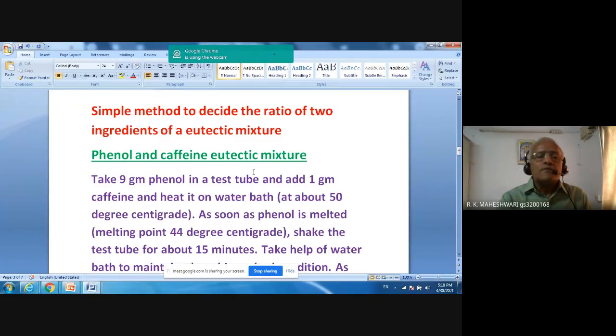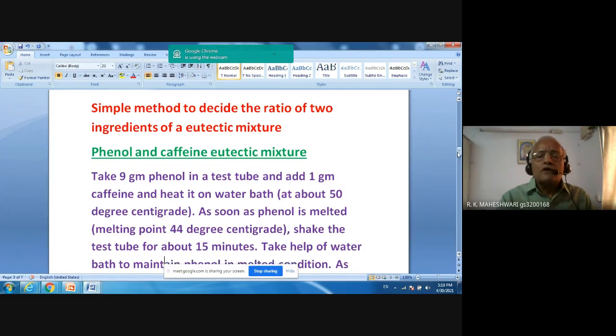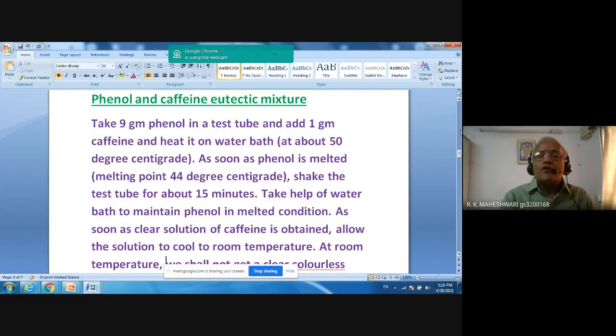How did I make it? Take 9 gram phenol in a test tube and add 1 gram caffeine and heat it on water bath at about 50 degrees centigrade. Why 50 degrees? Because the melting point of phenol is 44 degrees centigrade. Now as soon as phenol is melted, shake the test tube for about 15 minutes.